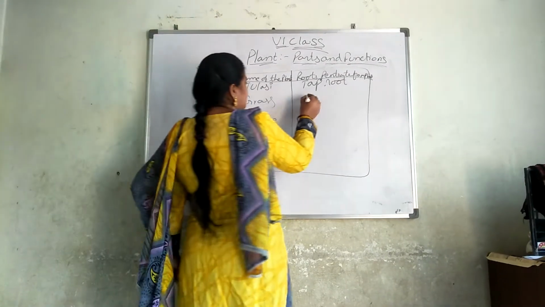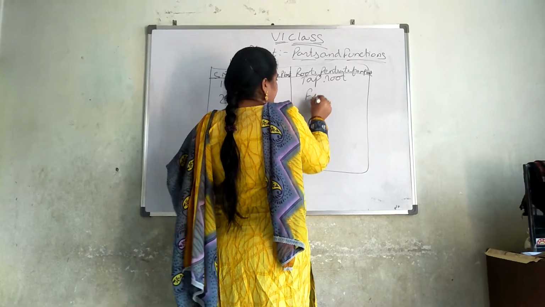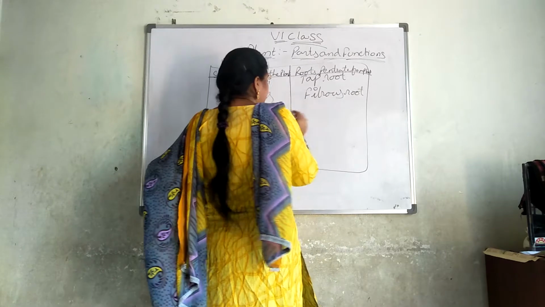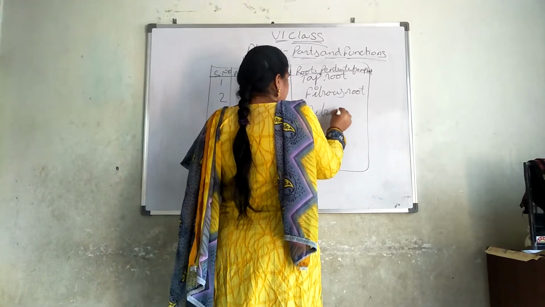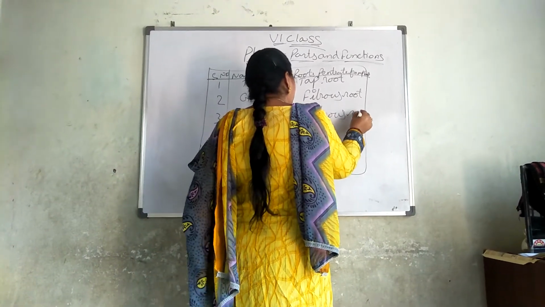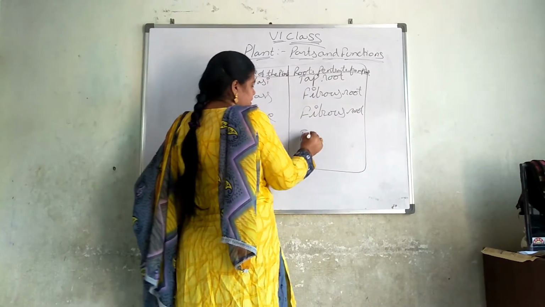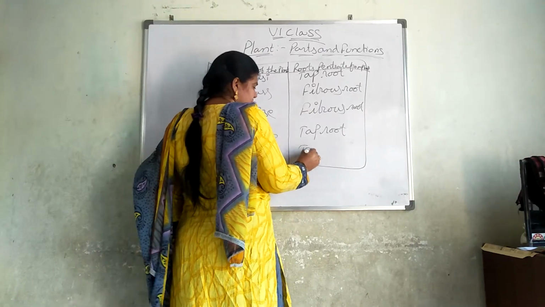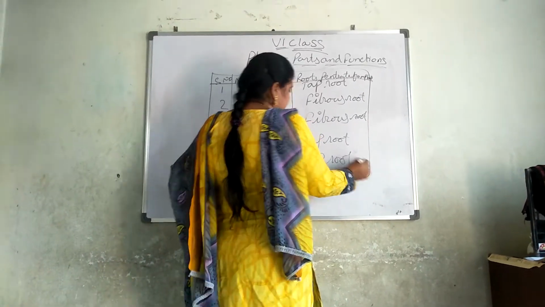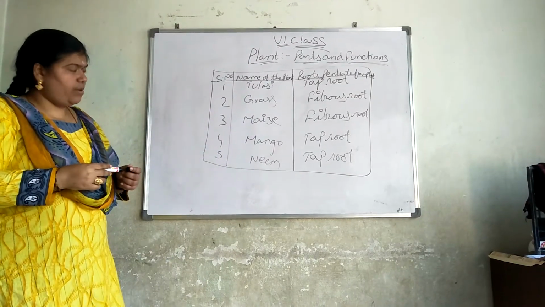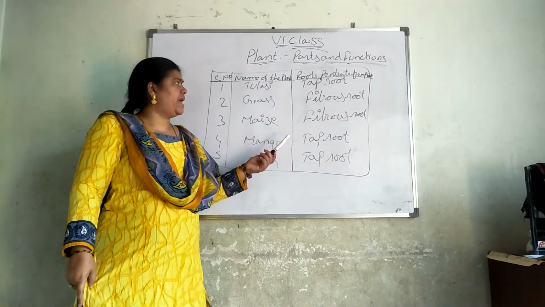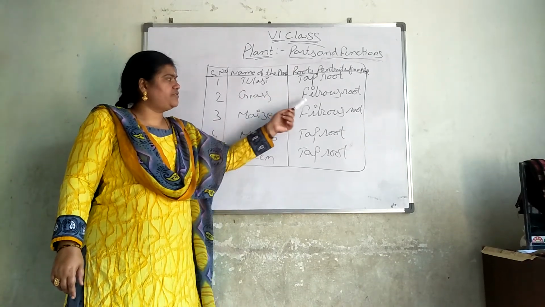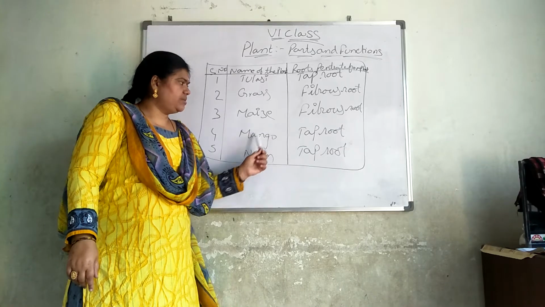Then coming to grass. Grass is having the fibrous root system. Maize is having the fibrous root system. Mango is having the taproot system. Neem is having the taproot system. This is the table in your textbook: name of the plant and roots penetrating from plants. Tulasi, grass, maize, mango, neem. Tulasi, taproot system. Grass, fibrous root system. Maize, fibrous root system. Mango, taproot system.